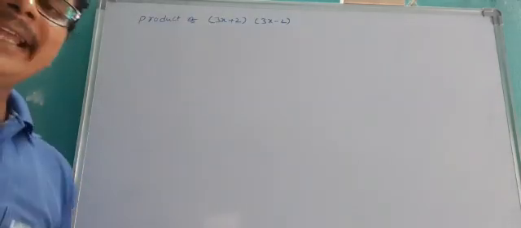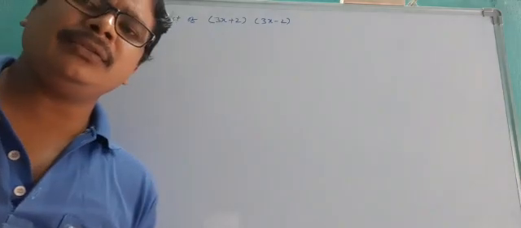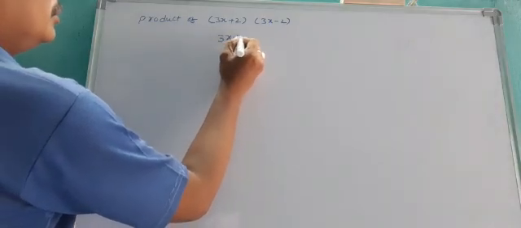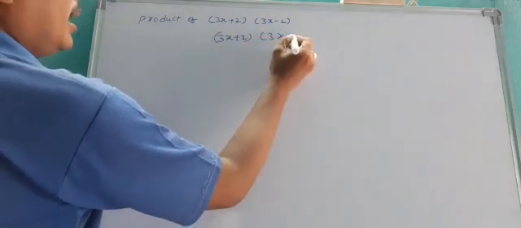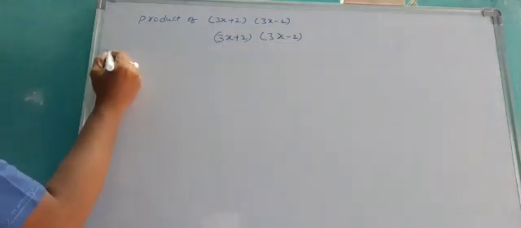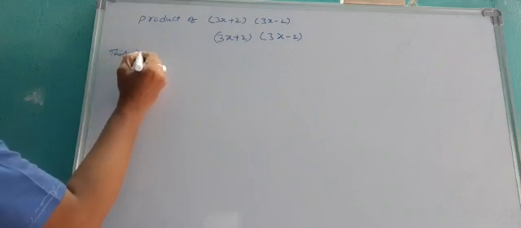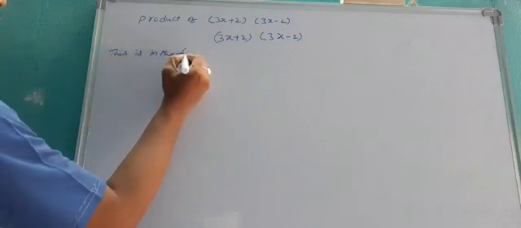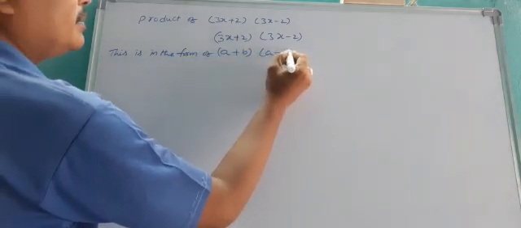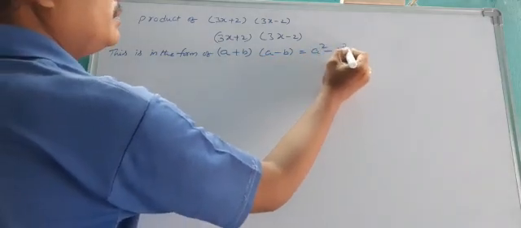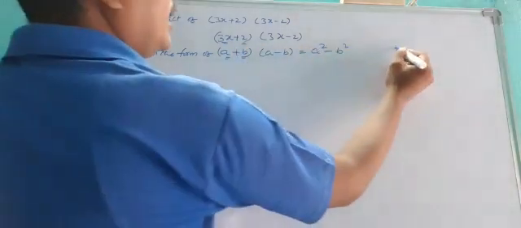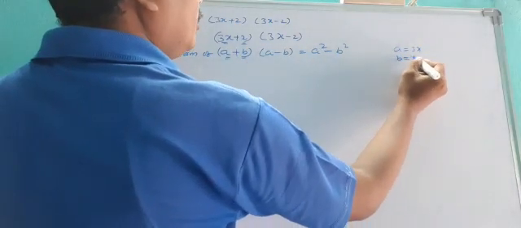Product of 3x plus 2 into 3x minus 2. So find out their product. So 3x plus 2 into 3x minus 2. Now they are in the form of a plus b into a minus b, that equals a square minus b square. Here a equals 3x, b equals 2.